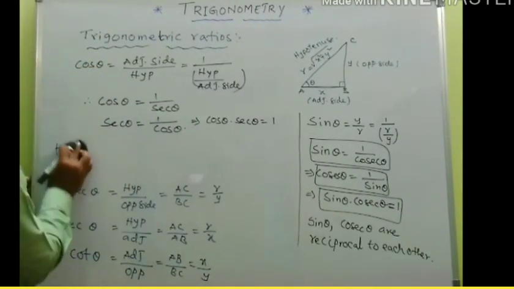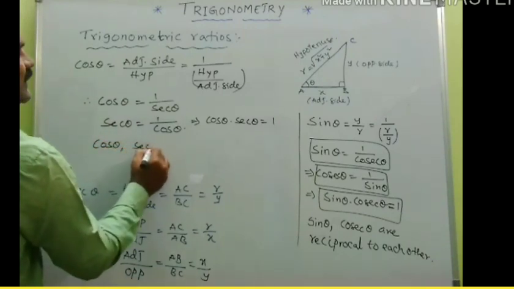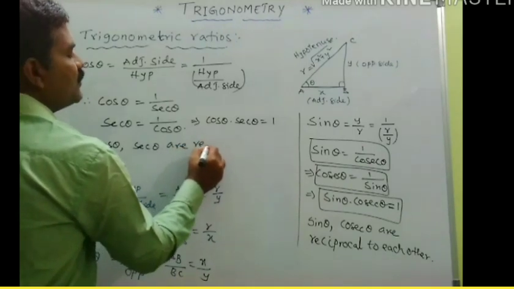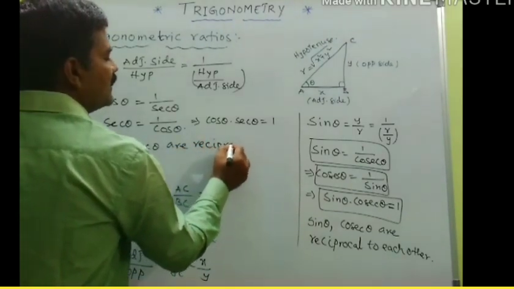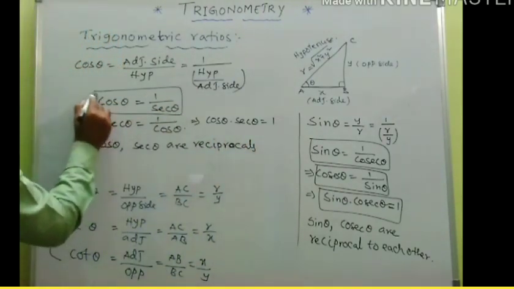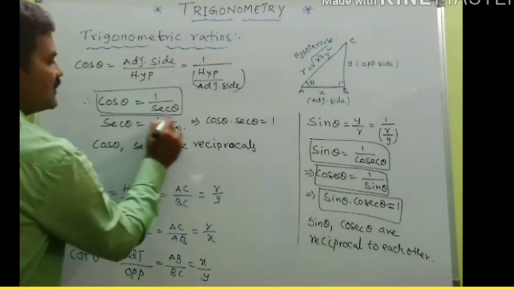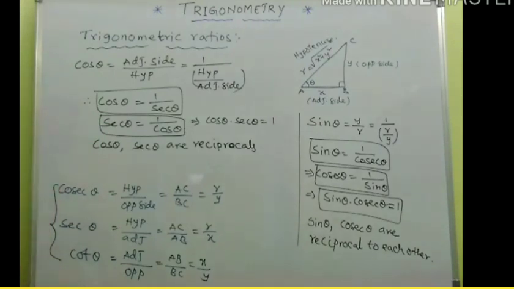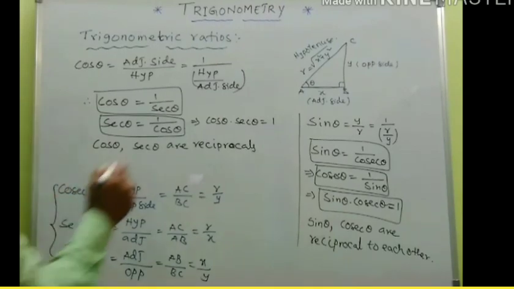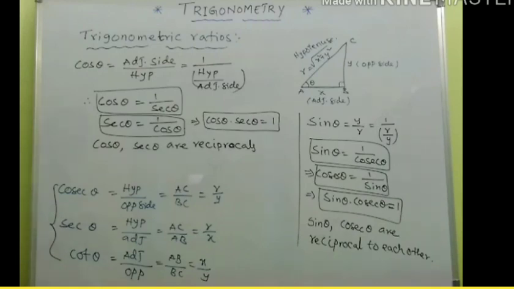From this we can say that cos theta and secant theta are reciprocals of each other. So result number 1, cos theta is equal to 1 by secant theta, result number 2, secant theta is equal to 1 by cos theta, and finally cos theta into secant theta is equal to 1. All these are very, very important results. You need to remember.